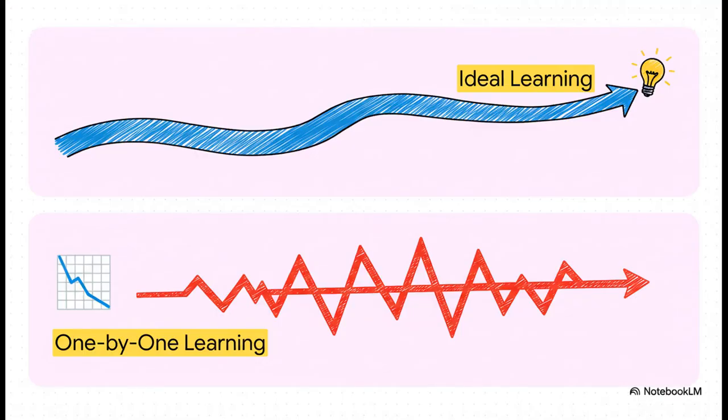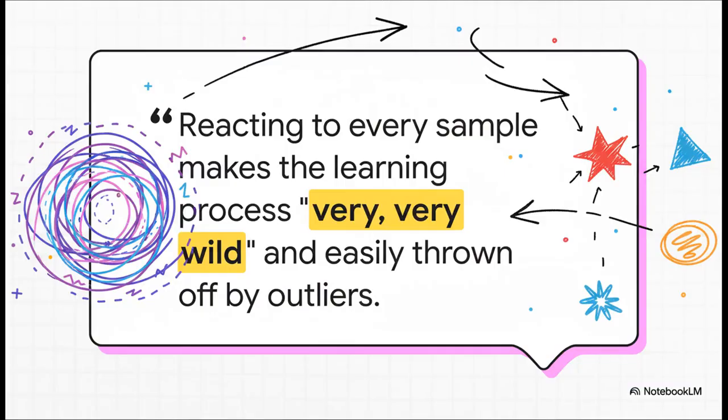Okay, so look at this. Ideally, learning should be a nice, smooth curve heading steadily towards the right answer, right? But with this one-by-one method, you get this chaotic, zigzagging mess. It's like a student who gets one flashcard wrong and then completely panics, throwing out everything they thought they knew. It's just so inefficient.